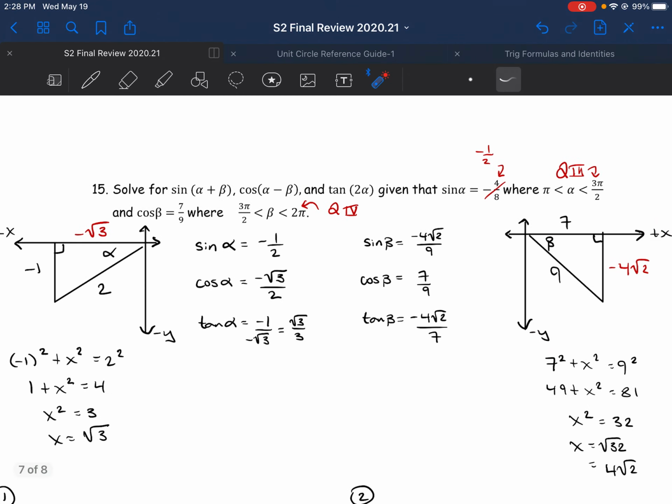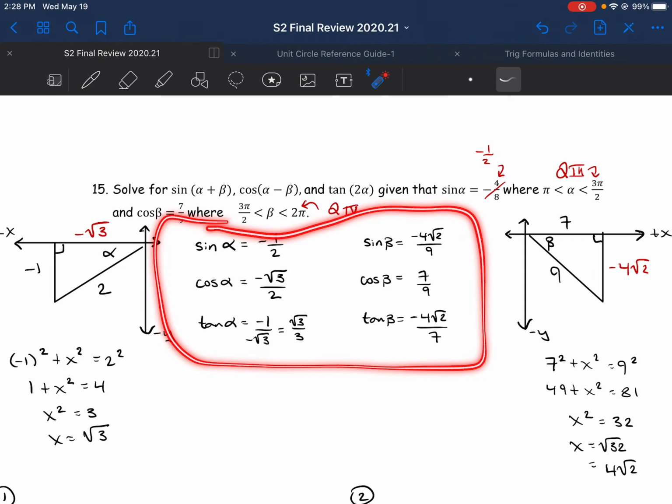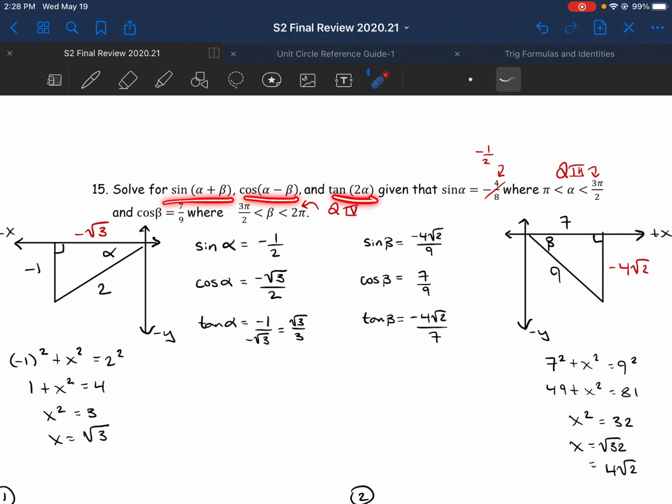But once you have your triangles constructed, you're going to use those triangles to have the sine, cosine, and tangent of both triangles, which you can see labeled right here. And these are the values that we're going to use to make all of our calculations.